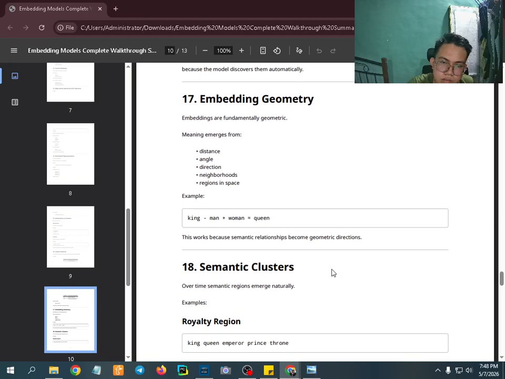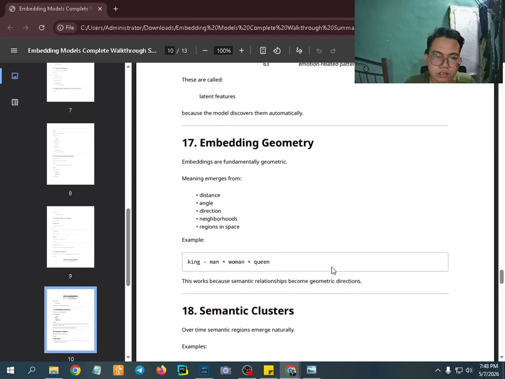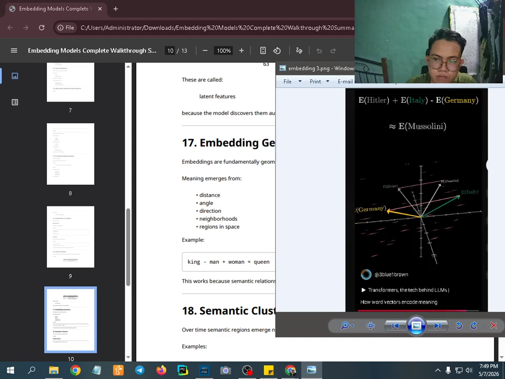So what's embedding geometry? Embeddings are fundamentally geometric. Meaning emerges from distance, angle, direction, neighborhoods, and regions in space. For example, king minus man plus woman is queen. This works because semantic relationships become geometric directions.